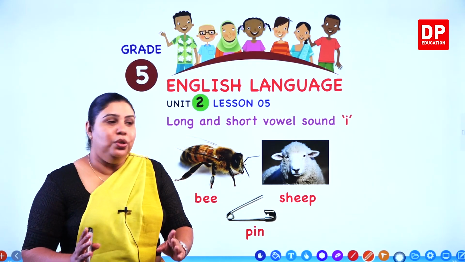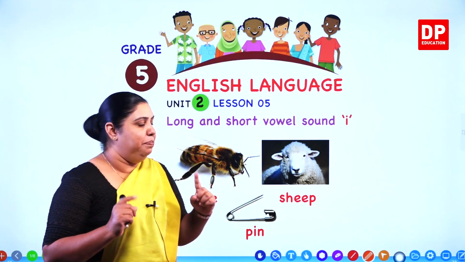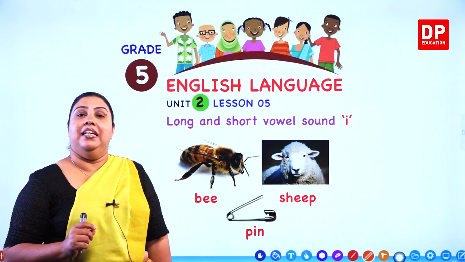But I want you to look at the pictures over here. We have the picture of a bee, a picture of a sheep and a picture of a pin.